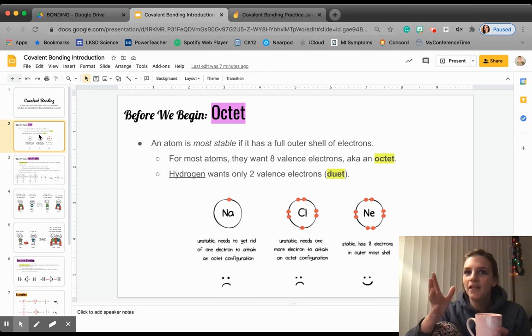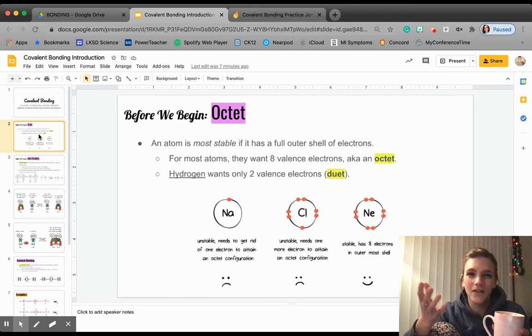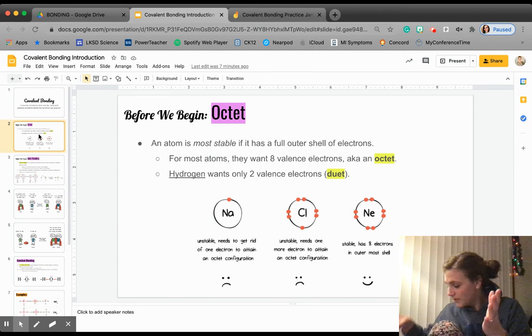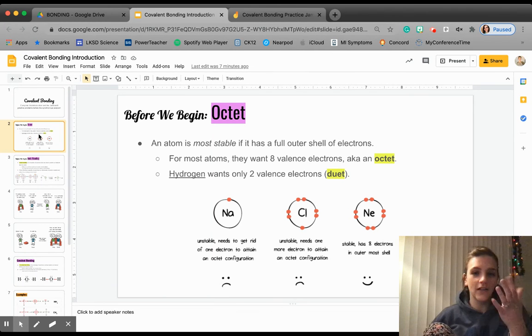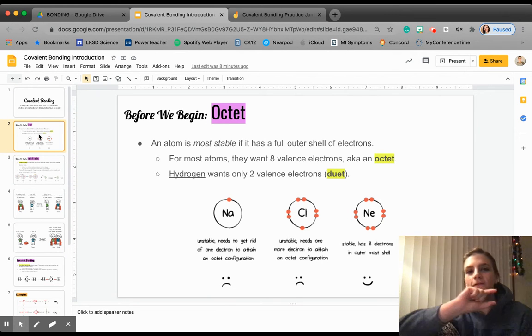Hydrogen is itty bitty. It's the smallest atom on the periodic table. It has 1 energy level. It literally can only fit 2 valence electrons on its energy level. So hydrogen only wants 2. Instead of calling it an octet, we call it a duet. You think of singers singing a duet. There's only 2 singers when they do that. Hydrogen wants a duet. It only wants 2 valence electrons. So that's the foundation for both ionic and covalent bonding.